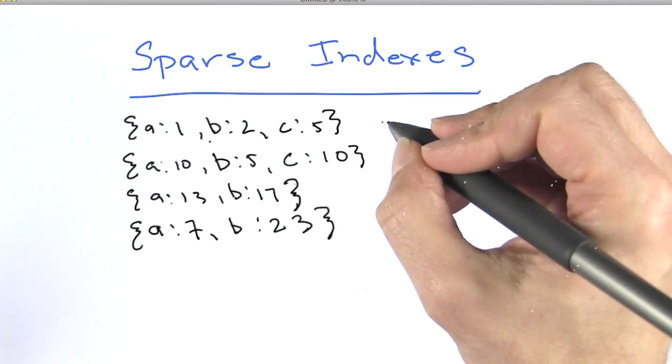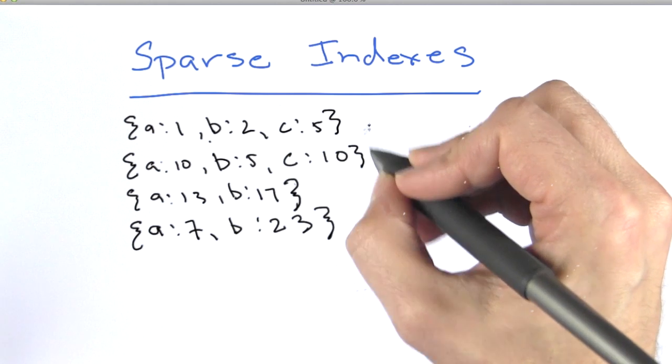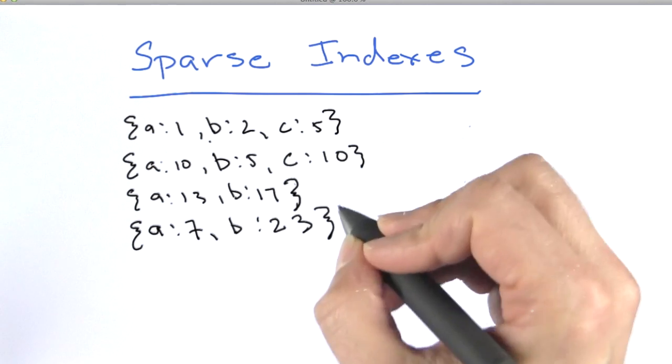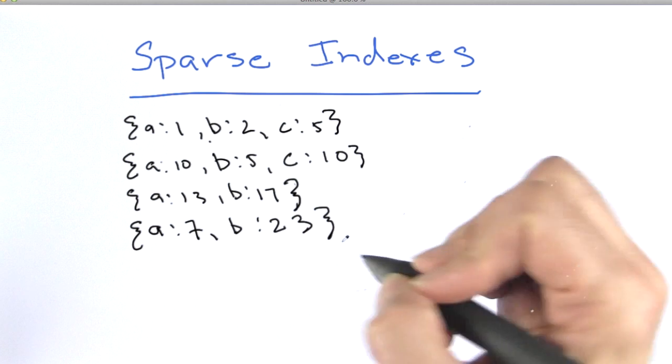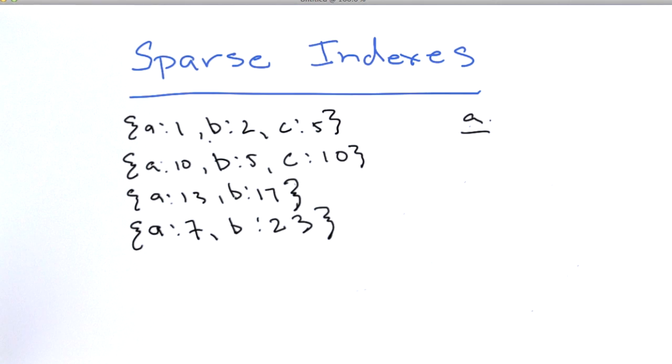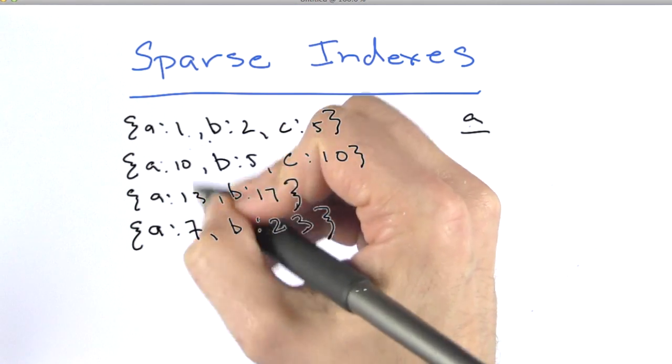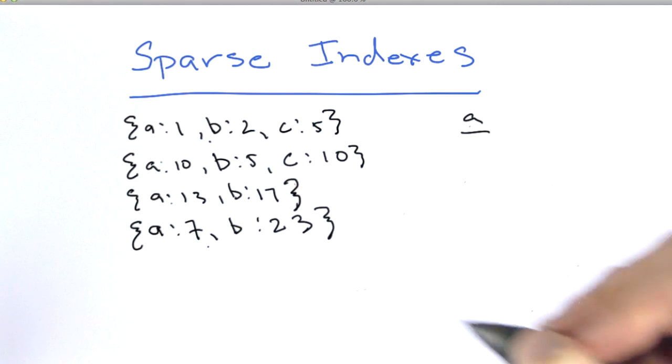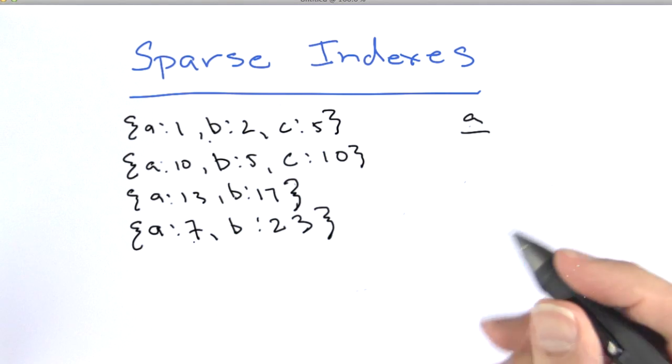These four documents, the first one has the keys A, B, and C. The second one has A, B, and C. The third has just A, B, and the fourth has just A, B. If we wanted to create a unique index on A, that would work fine, because A has a different value for each document, and A is included in every document, so it would work fine.